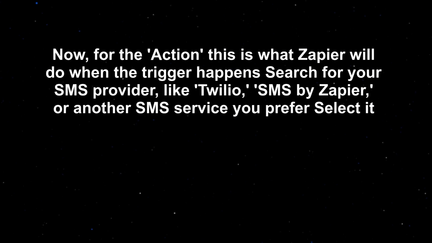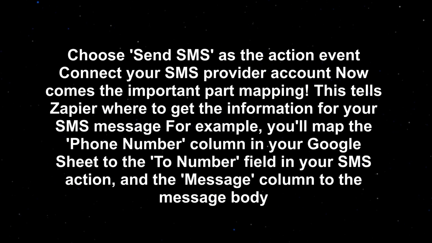Now, for the action, this is what Zapier will do when the trigger happens. Search for your SMS provider, like Twilio, SMS by Zapier, or another SMS service you prefer. Select it. Choose Send SMS as the action event. Connect your SMS provider account.